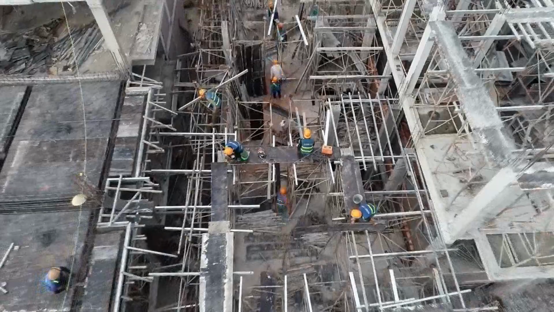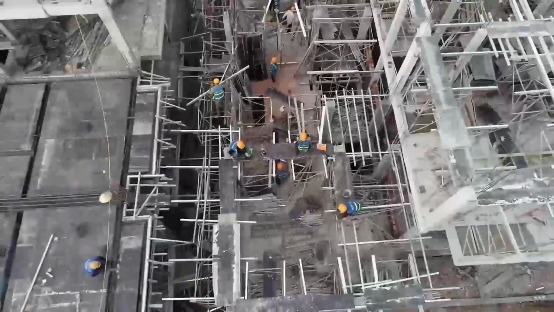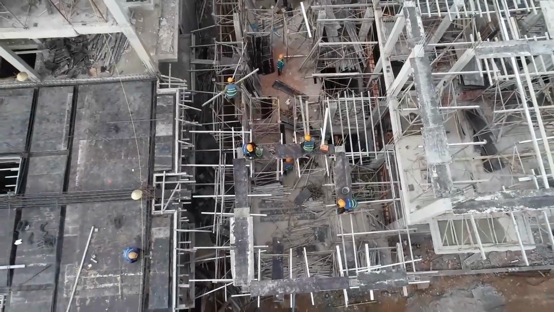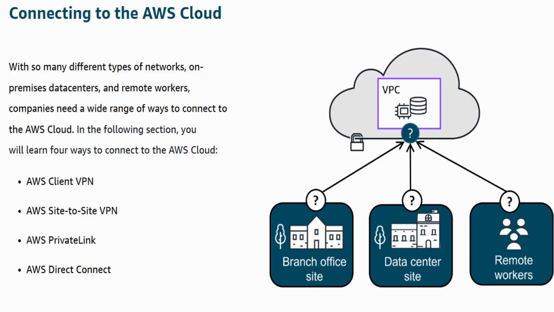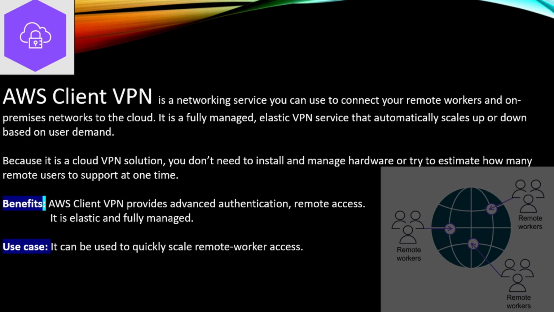Now, as we had built our building, your building doesn't live on an island. You need connections. For AWS, we have 4 ways to connect to AWS Cloud. Those are AWS Client VPN, AWS Site-to-Site VPN, AWS Private Link, and AWS Direct Connect. AWS Client VPN, it is for the remote workforce. It's elastic, meaning if you hire 1,000 people tomorrow, it scales instantly without you buying a single piece of hardware.